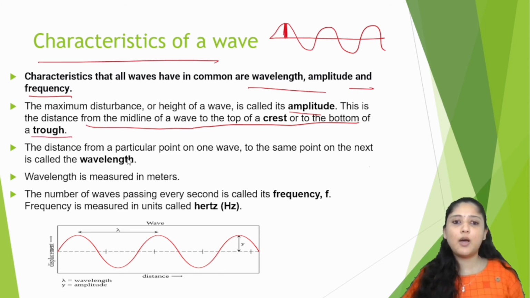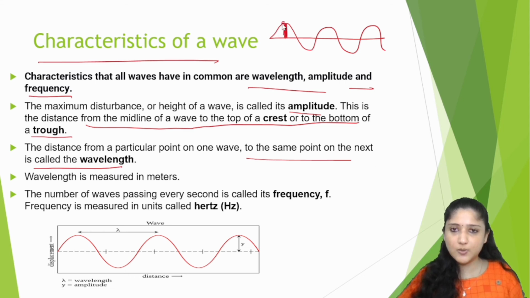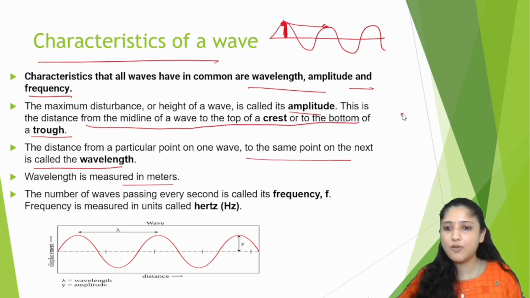The distance from a particular point on one wave to the same point on the next wave is called what? Wavelength. The unit of wavelength is measured in what? Meters. The unit of wavelength is meters. Wavelength is represented by the symbol lambda. We use lambda to represent wavelength.